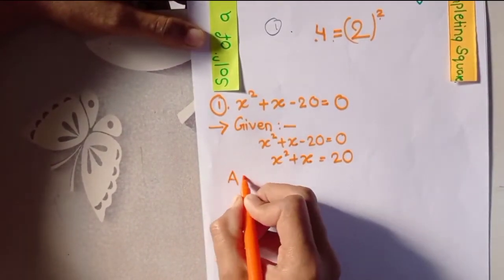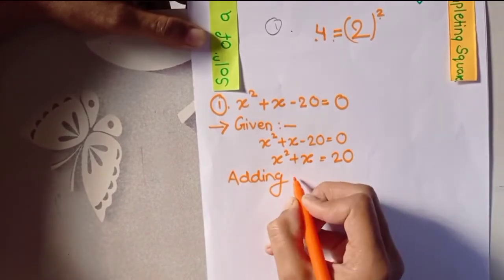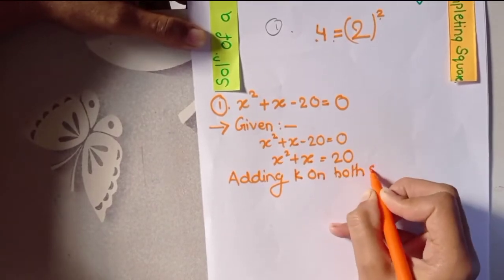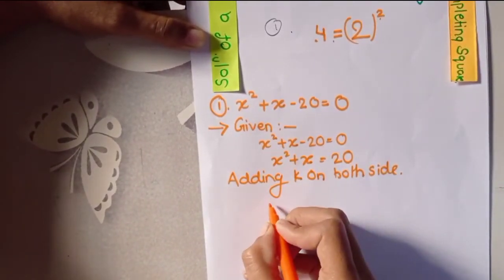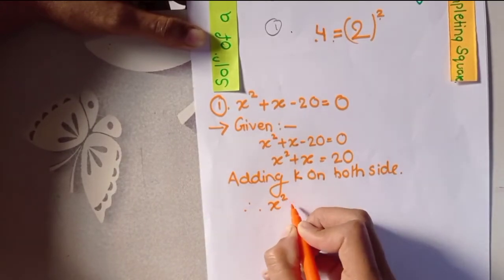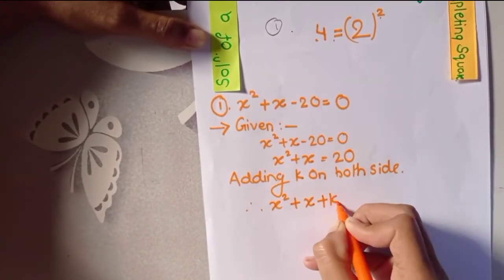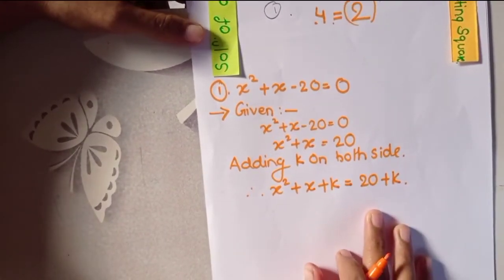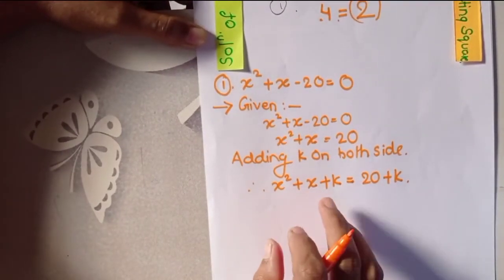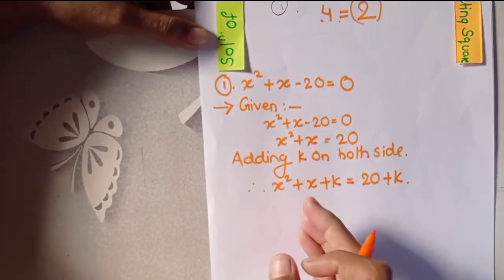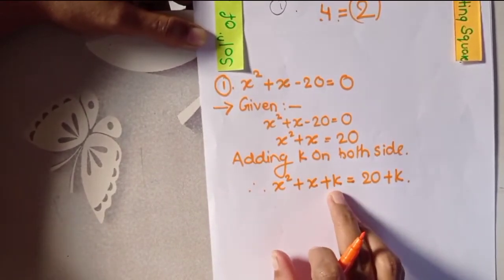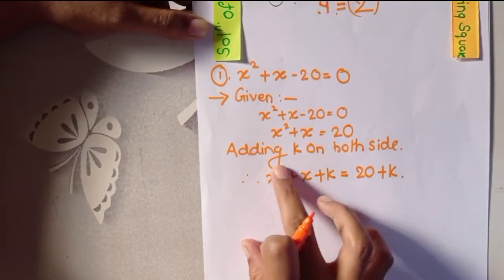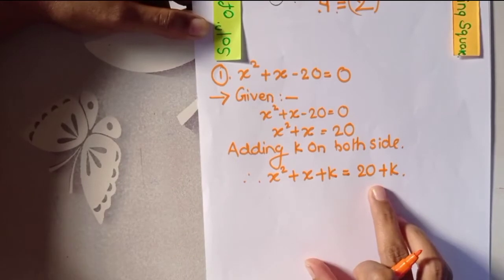Now adding a constant k on both sides, we get x square plus x plus k is equal to 20 plus k. Here I will explain why we should add k, or what the value of k will be. We have to find the value of k so that we can complete the LHS side, to match the RHS.